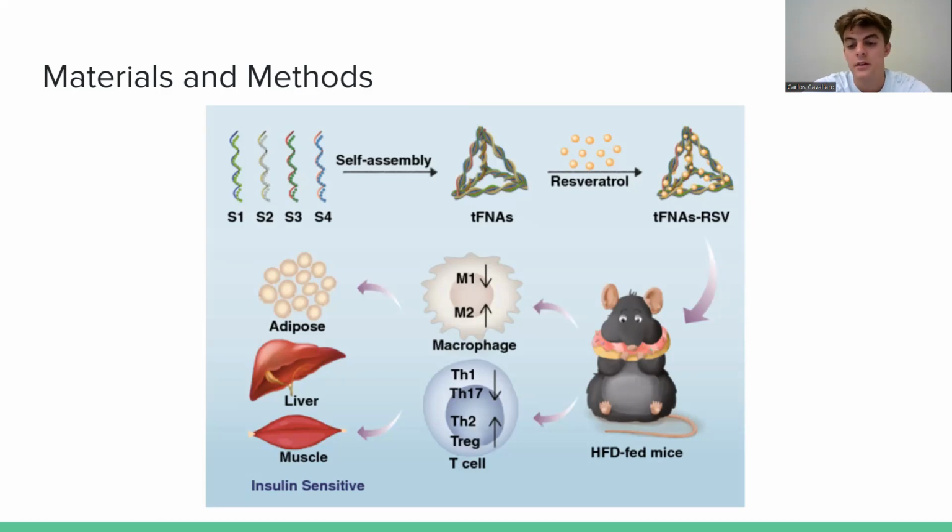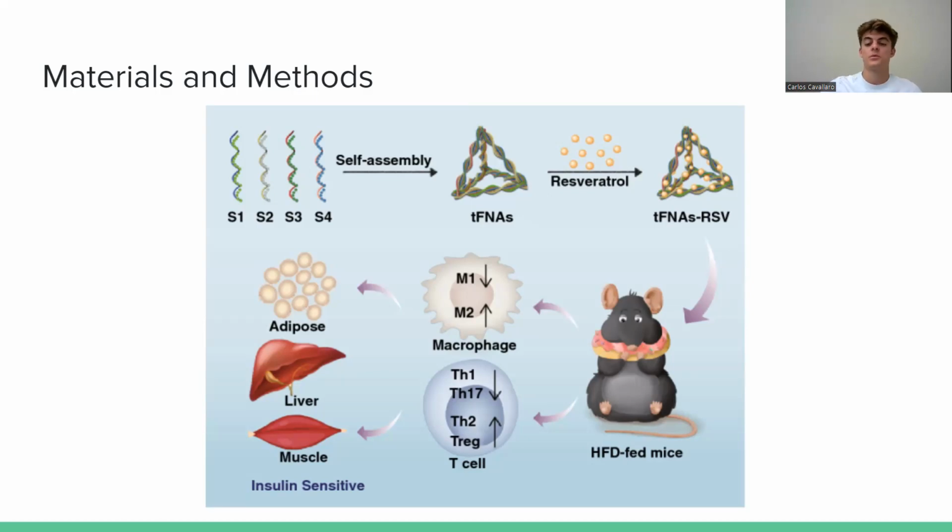After this, all groups were administered equivalent drug volumes for 6 weeks, whether it was saline or the actual tFNA solution. After the 6 weeks of treatment, they killed the mice and extracted their liver, fat tissues, and skeletal muscles, and performed 2 different types of tests on them. One was called an intraperitoneal glucose tolerance test, and the other an intraperitoneal insulin tolerance test.